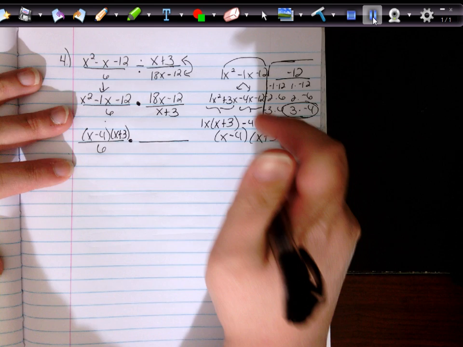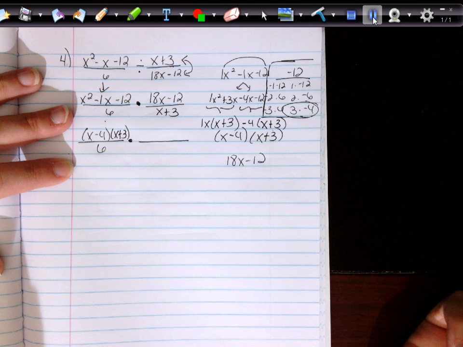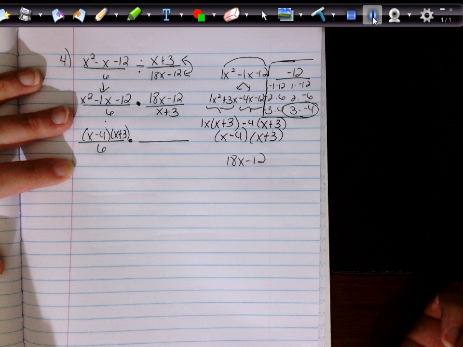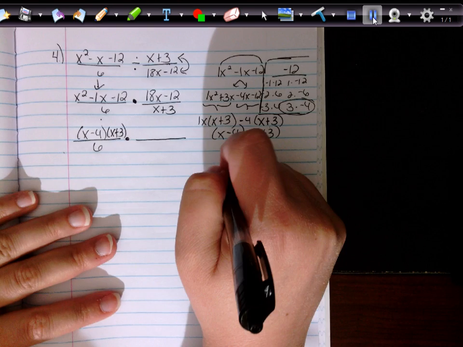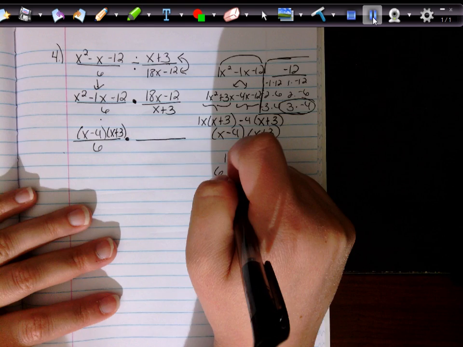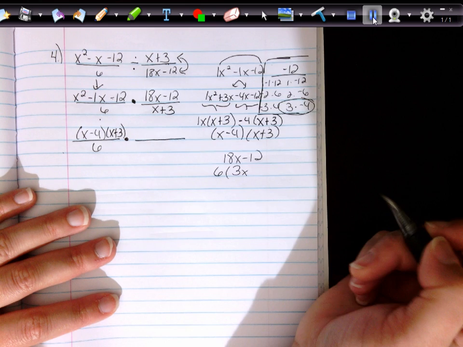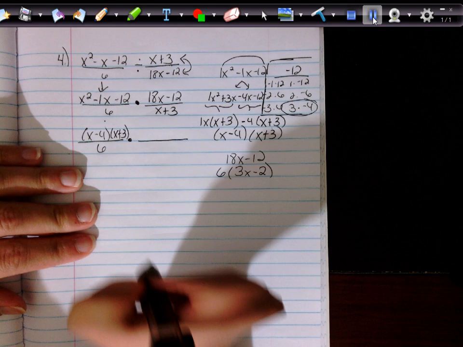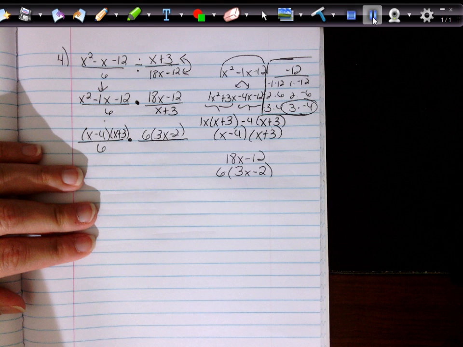Then I'm going to look over here at my second one, 18x minus 12. It's a binomial, so I know I either have GCF or perfect squares. Well, 18 and 12 are not perfect squares, so I have to look for a GCF. And when I look for a GCF here, I find out that my GCF of 18 and 12 is 6. When I say 18 divided by 6, I get 3. Negative 12 divided by 6 is negative 2, so 3x minus 2. So I'm going to put 6, 3x minus 2, right here.